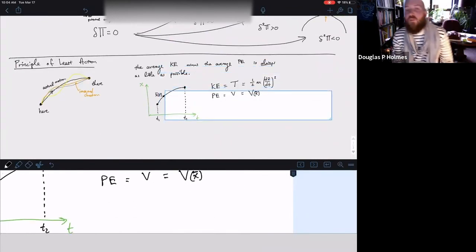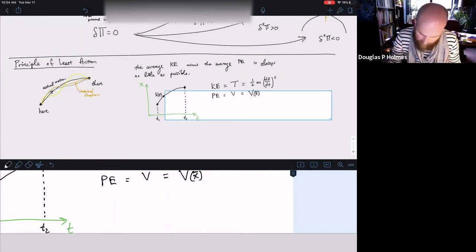So I said before, if you take the kinetic energy at every point, take away the potential energy at every point, and integrate along the time that this curve is traveling from T1 to T2, you're going to get a number, right? You have an energy and an energy. You integrate that over time, you're going to get a scalar, some number. That number has a fancy name, as you can guess from the principle. It's called the action.